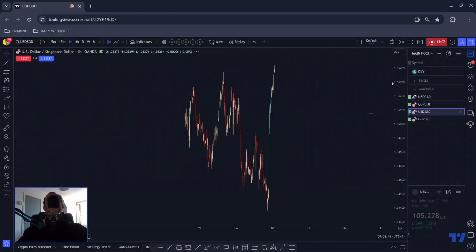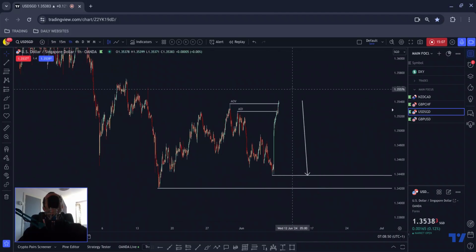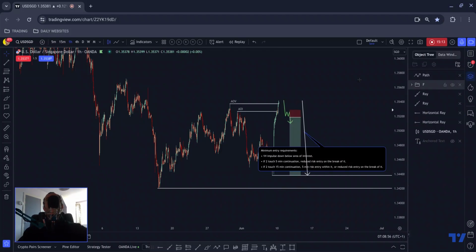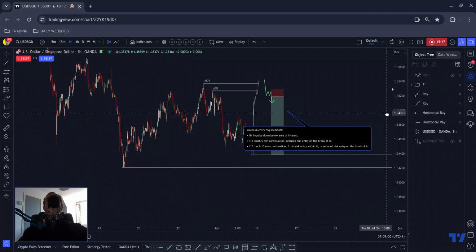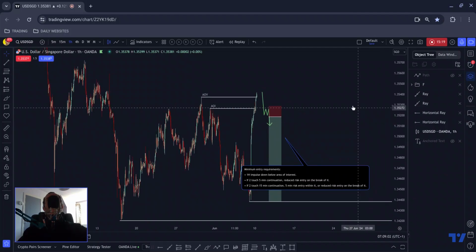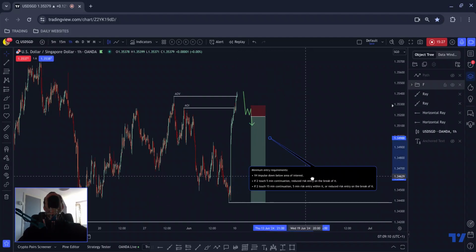If that was to happen, dollar Singapore would likely get moved to the downside to take out this low, this low near miss too. So with all of that in mind, what I'll be looking for is the following. I'll be looking for price to impulse down below the area of interest, and then I'll be looking for either a 5-minute continuation or a 15-minute continuation, and I'll look to get short on the break or within it.